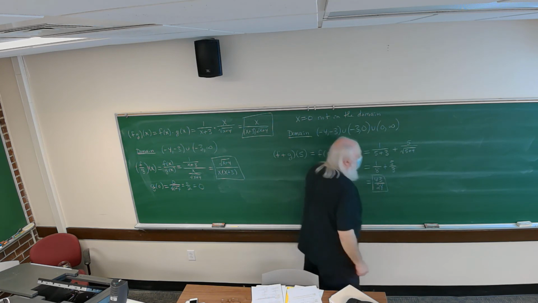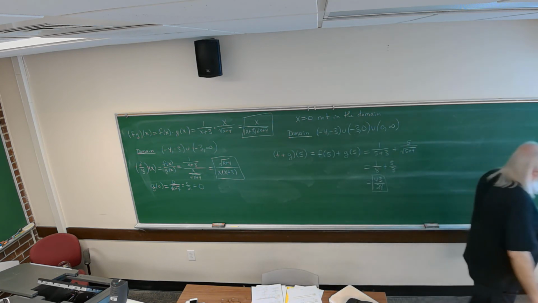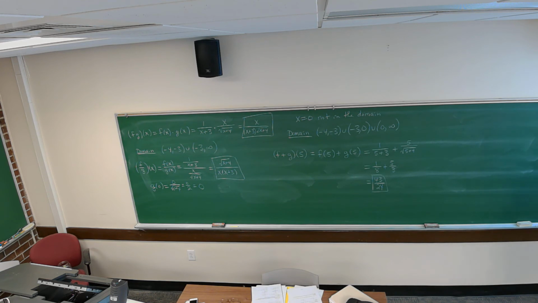In mathematics, we prefer an improper fraction, right? If you got something else, let me know. So f plus g of 5 is equal to 43/24.